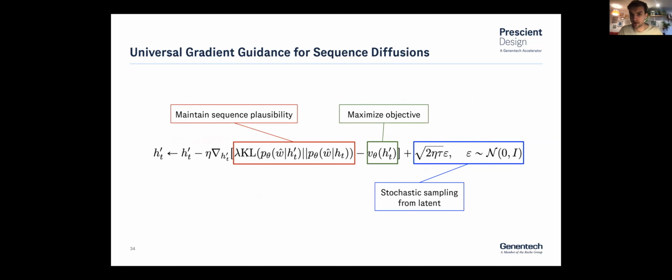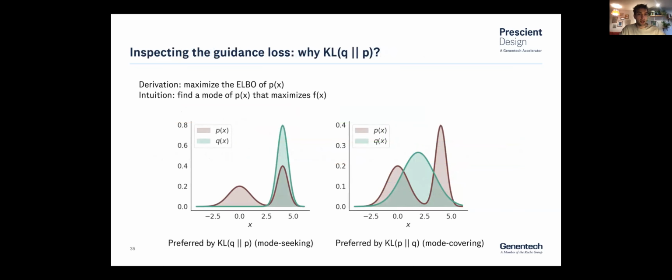Why use the KL that we chose here, particularly the KL between the guided head and the vanilla head? We can view this as maximizing the LaMBO and latching onto the mode that's going to maximize the objective. Instead of vacillating between two modes that might correspond to likely sequences in order to optimize this objective, we want to just collapse onto one of them, the one that corresponds mostly to maximizing the objective that we care about.